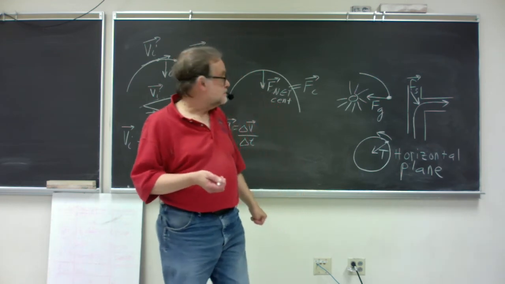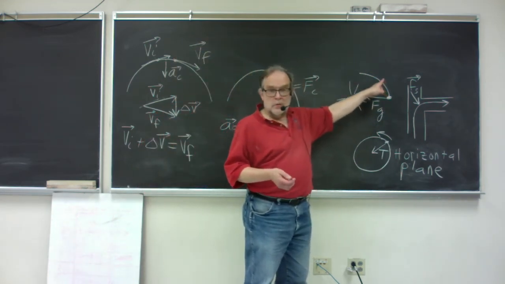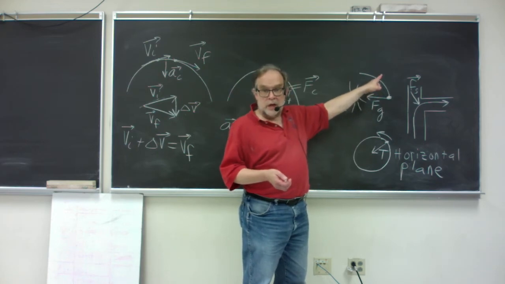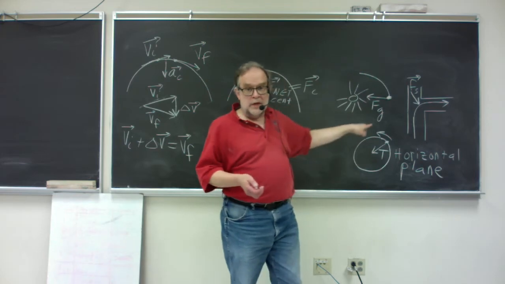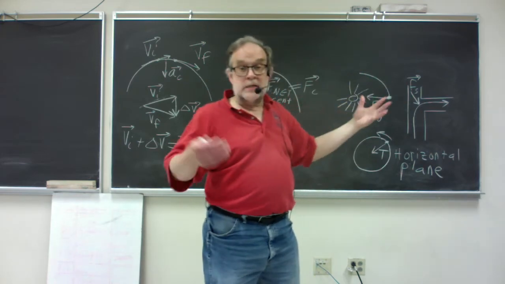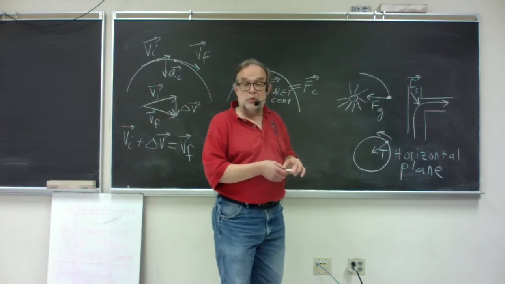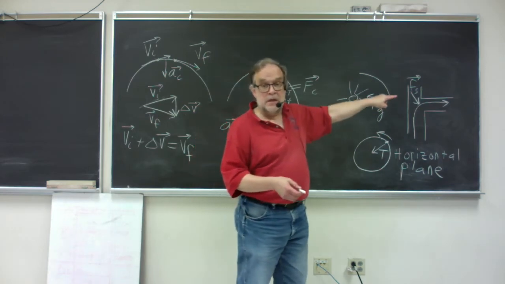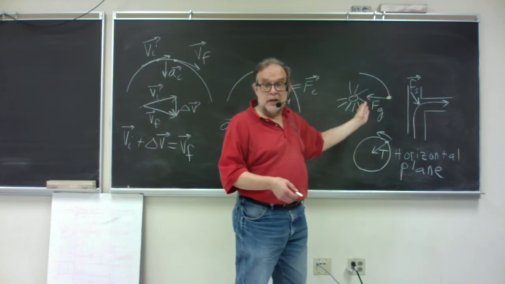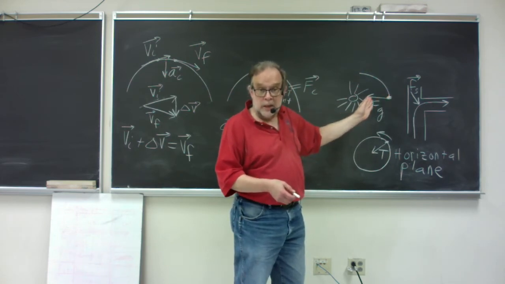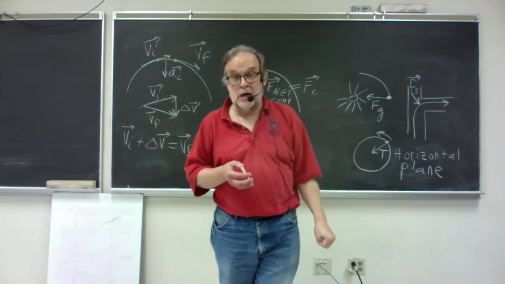For example, imagine a planet revolving around a star. If it's moving in a path like that, approximately a circular path, there must be some kind of centripetal force that's causing the planet to move in that circular path. And in this particular case, the force that supplies the centripetal force is the gravitational force from the star on the planet.